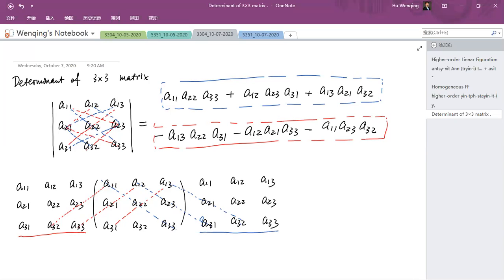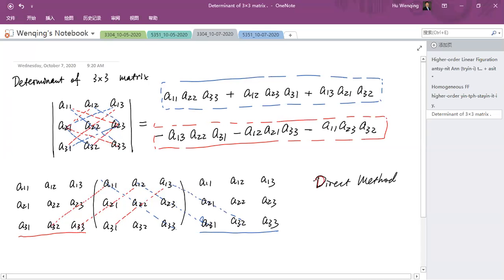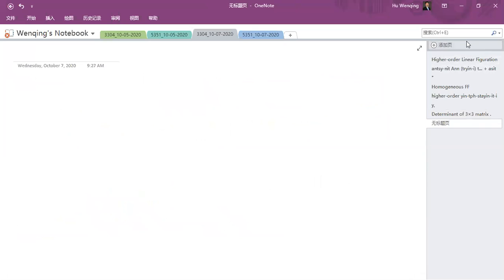So that's the way how you calculate the determinant of a 3 by 3 matrix. Such a method is called the direct method. So we're going to introduce another method, which we're going to call the Laplace method.